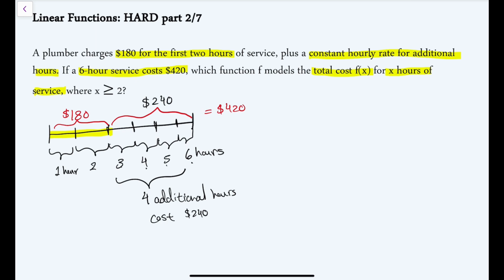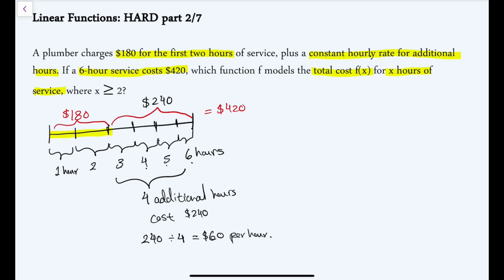Cool. So then how much did he charge per hour? Well, we know how to do this. That's 240 divided by 4, right? So $60 per hour after the first 2. Okay, great. So we understand the context, but now we actually have to include some math into this, right? We need to understand how do we do this and to create a function that illustrates this scenario.